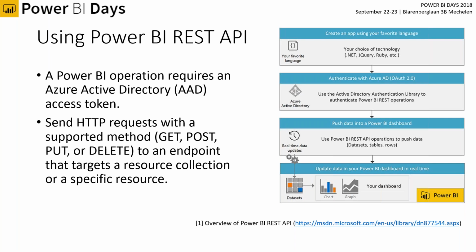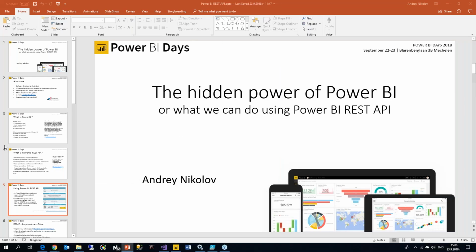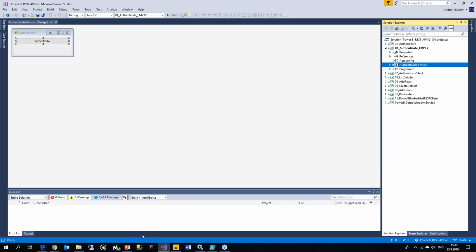endpoints. How can we do this? Let's start with some demos. We will write one very simple application. It has only one button. When we click it, we will get authenticated against the Azure Active Directory, and we will get our access token.